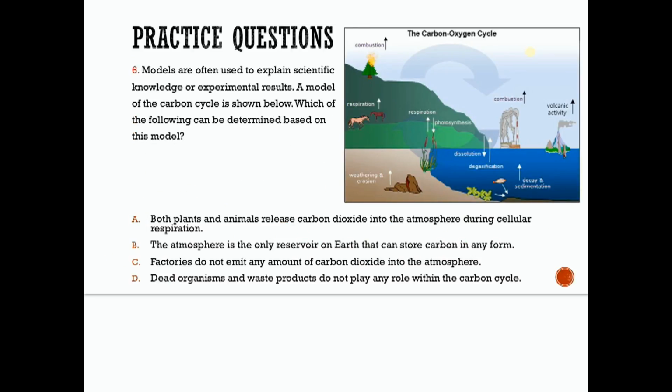Number 6, last one. Models are often used to explain scientific knowledge or experimental results. A model of the carbon cycle is shown here. Which of the following can be determined based on this model? All right, so look your answer choices over and see what you think. All right, let's just go through these. A, both plants and animals, here's a plant, here's an animal, release carbon dioxide into the atmosphere during cellular respiration.